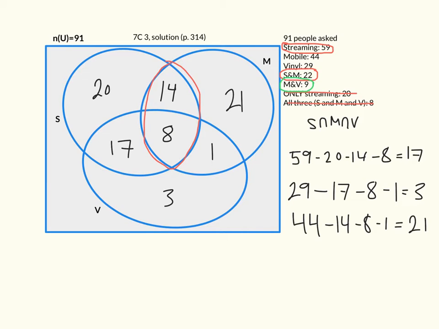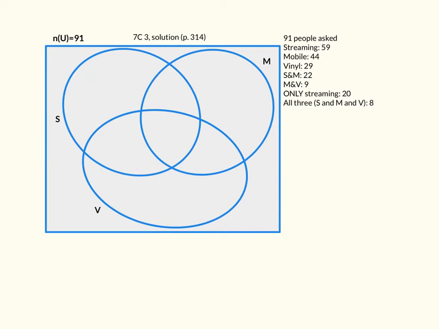Okay, so I'll quickly set up the Venn diagram for this question, 7C3. I'll just answer the A part, and you can figure out the probabilities in B and C yourself. So this is our Venn diagram, and we have circles for streaming, vinyl, and mobile. And we'll start by writing down all the information we have.